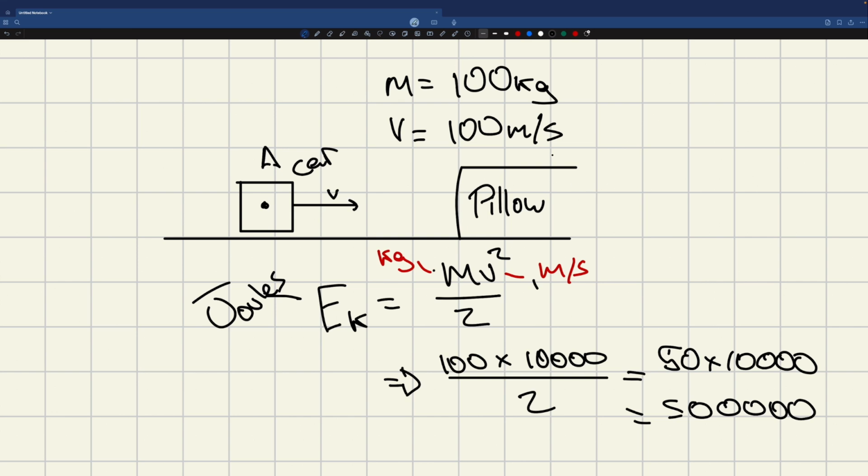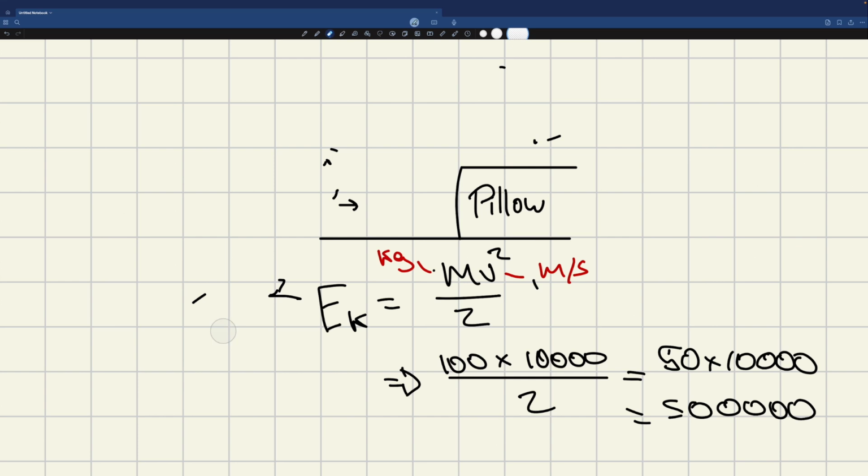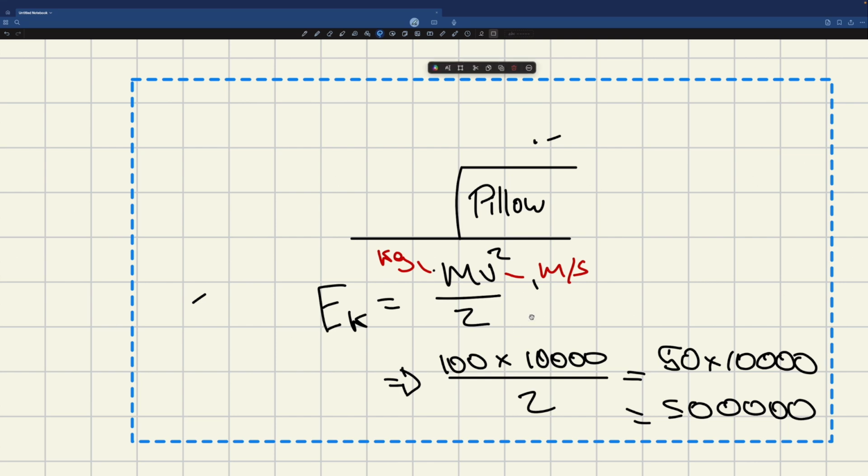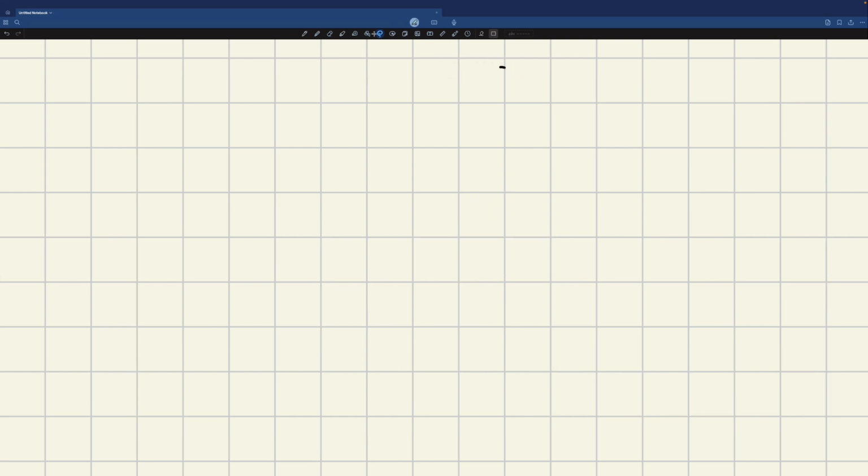So the answer to this question would be 500,000 joules. Now, where do examiners catch you out? And where can examiners be not nice with the questions that they write? So, examiners really often, and I mean really, really often, give you the wrong units. So you know how speed is meters per second? Well, they will give you it in kilometers per hour.